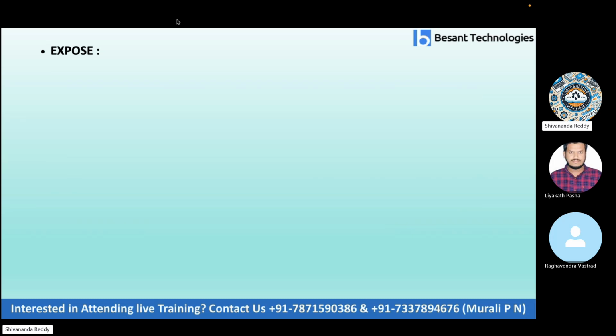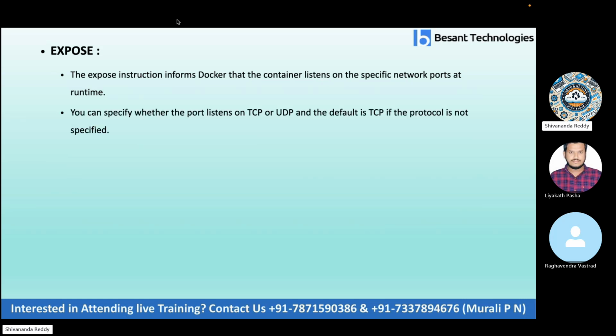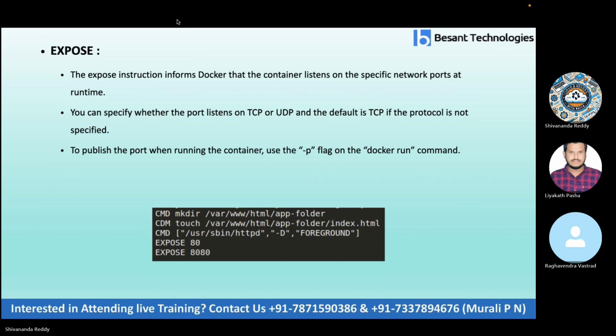Then the EXPOSE command. This EXPOSE instruction informs Docker that the container listens on the specific network port at runtime. You can specify whether the port listens on TCP or UDP, and the default is TCP if the protocol is not specified. To publish the port when running the container, use the -p flag on the docker run command. Like this, we can put the port numbers also, EXPOSE 80, 8080. Right, you are able to put the port numbers.